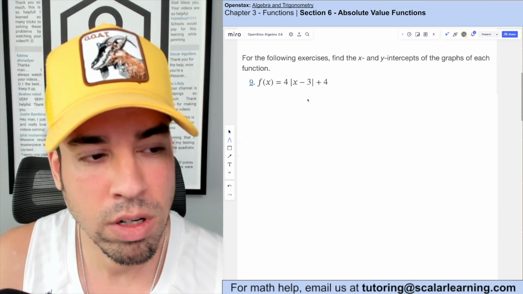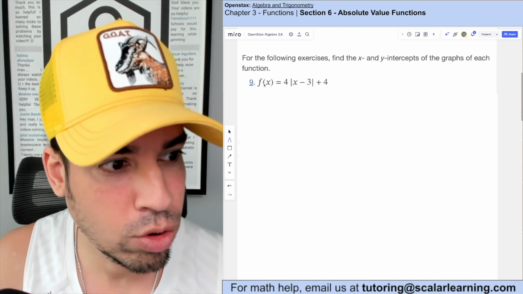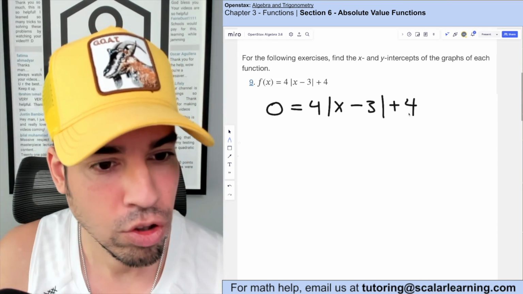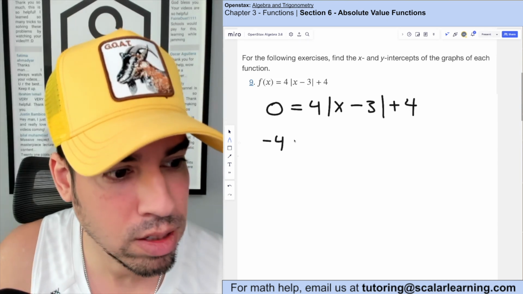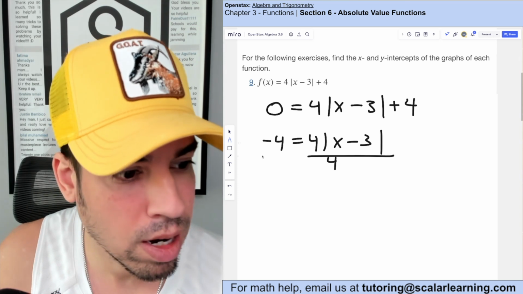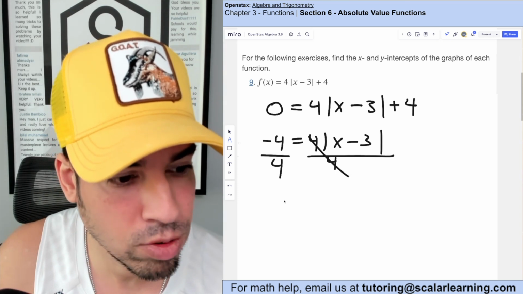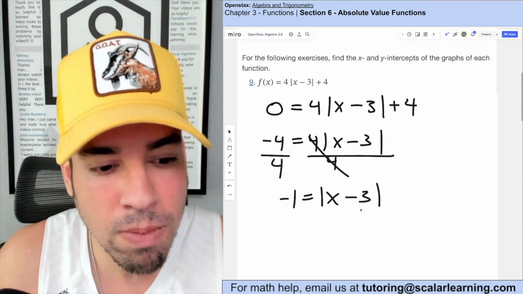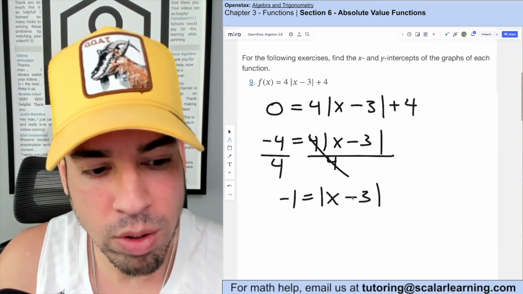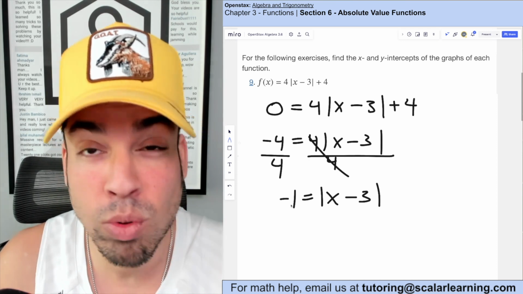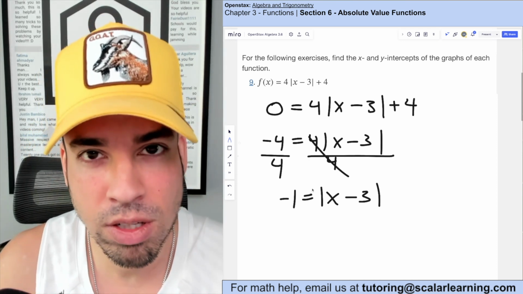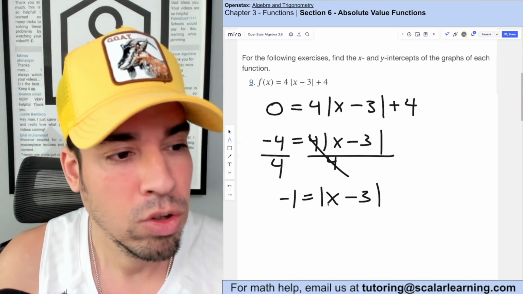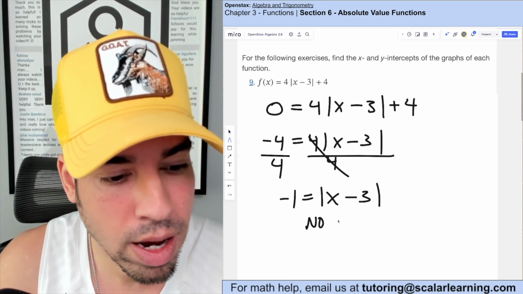So for this one, in order to find the x-intercepts, we're going to set the function value to 0 and solve for x. So first I'm going to subtract 4 from both sides. Then we're going to divide by 4 like so. And that gives me -1 equals the absolute value of x minus 3. Now, when you have absolute value of something equals a negative number, there's not going to be a solution because absolute value is always going to be either 0 or a positive number. So that means there are no x-intercepts.